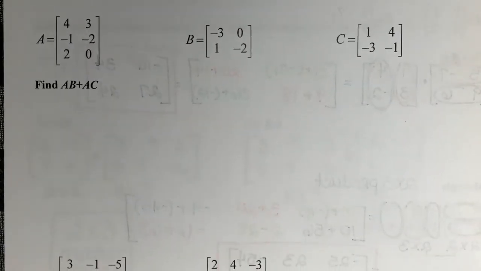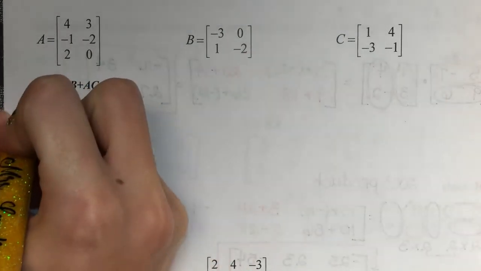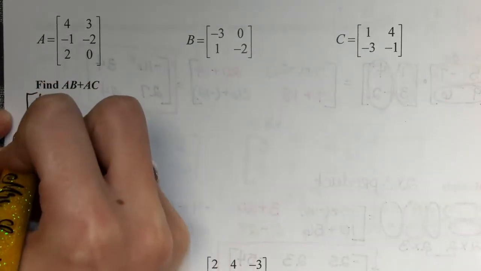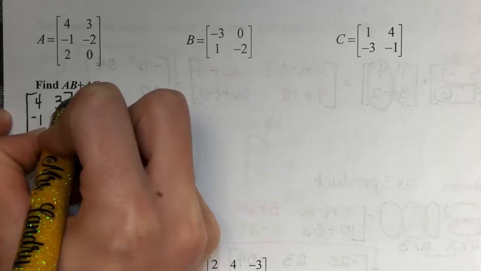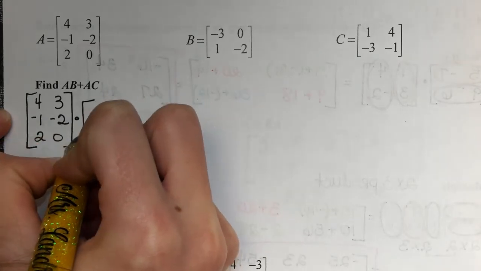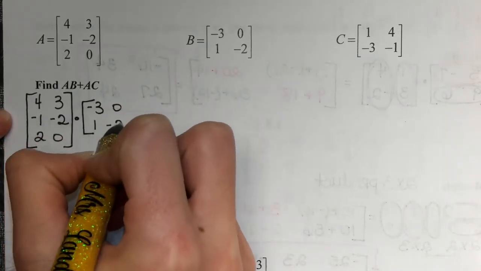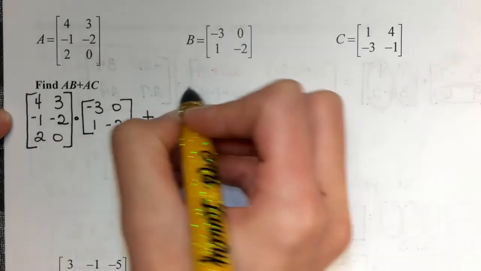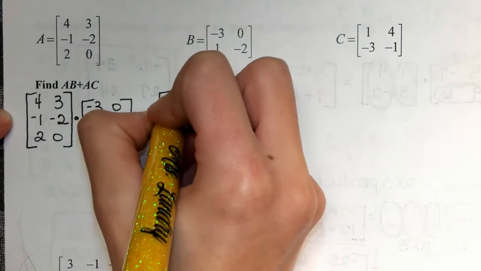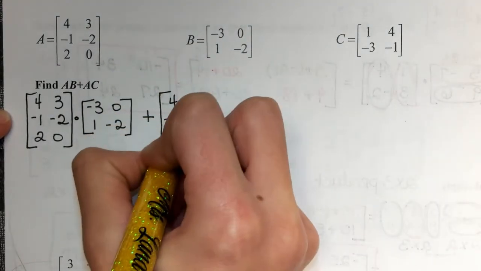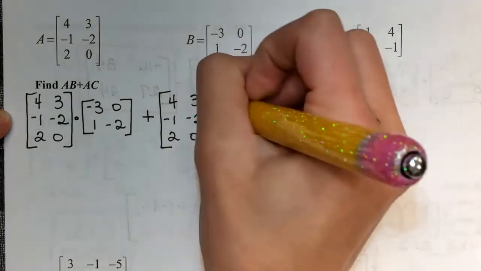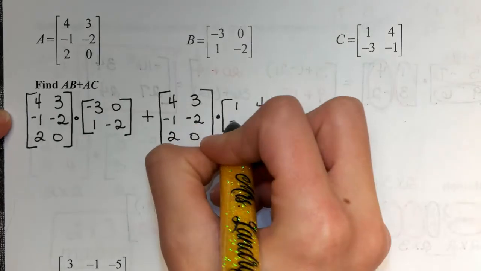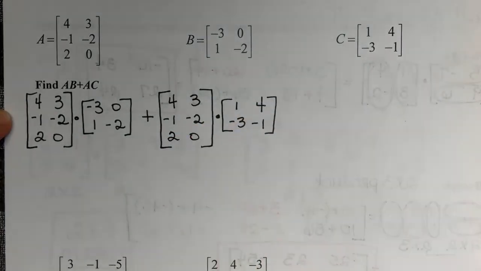Okay. We're doing AB plus AC. Okay, so we've got 4, 3, -1, -2, 2, 0, times -3, 0, 1, -2, plus our A matrix again, times our C matrix. We just did a 3 by 2 times a 2 by 2, so we know it's possible.